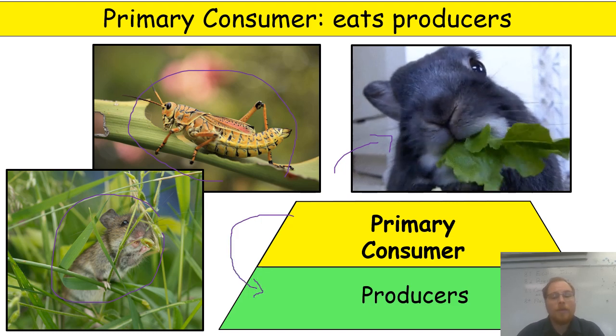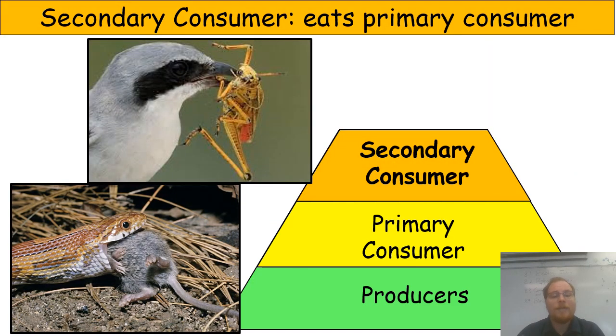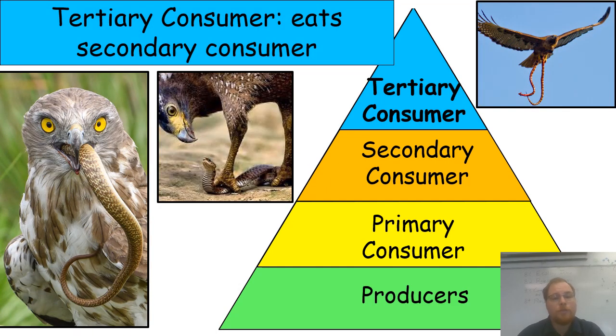And then these primary consumers are eaten by secondary consumers, where you have birds eating grasshoppers and snakes eating mice, and these secondary consumers are eating the primary consumers. And then finally, you have tertiary consumers. Tertiary consumers, and tertiary means three, okay? They eat the secondary consumer. So you have things like these eagles that are eating snakes, the secondary consumer. And that's how energy flows through an ecosystem.